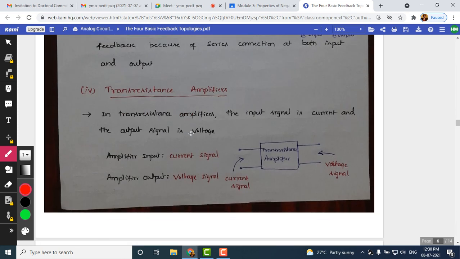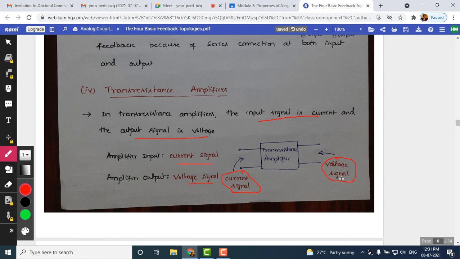So it is just the opposite of transconductance, the transresistance amplifier. So let us now understand what we mean by transresistance amplifier. In a transresistance amplifier, the input signal is going to be the current signal and the output signal is going to be the voltage signal. You should understand the type of input signal and output signal for this type of amplifier. So amplifier input is a current signal, output is going to be the voltage signal. So this is the block diagram of the transresistance amplifier. Output is voltage signal, input is current signal.